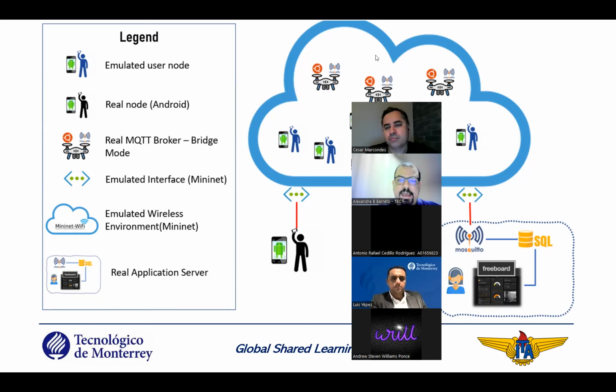In this scenario, you have a lot of emulated devices, clients and drones, but you have two real devices. One client running real Android, and the dashboard and the cloud part is a real application that you can run in a real cloud, like a Microsoft cloud, or in a virtual machine like VMware or VirtualBox.